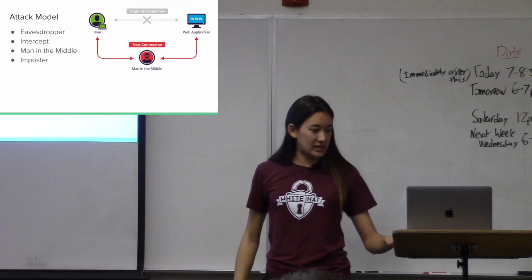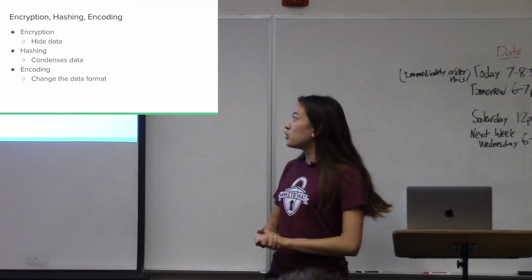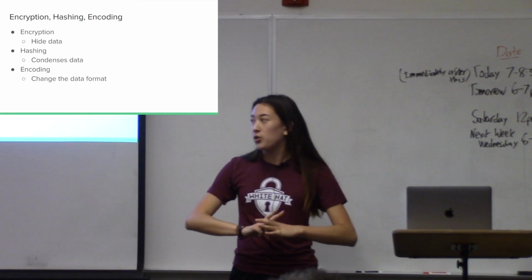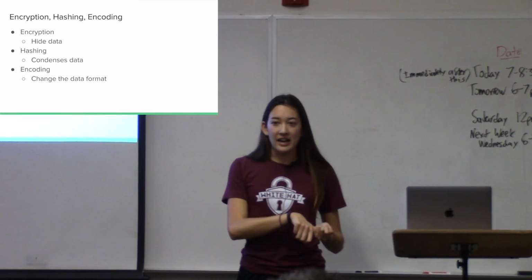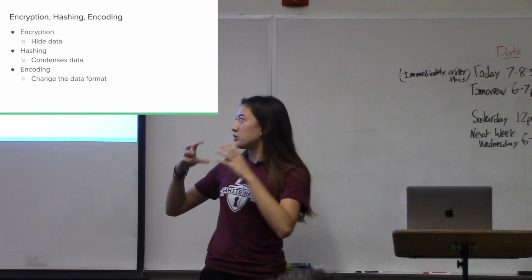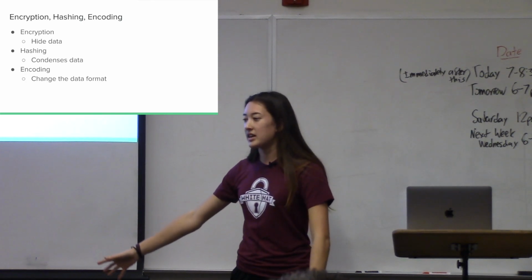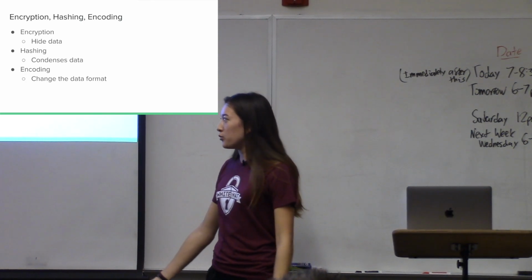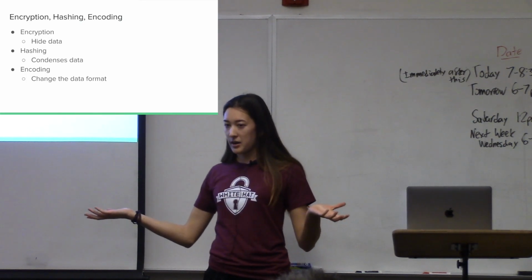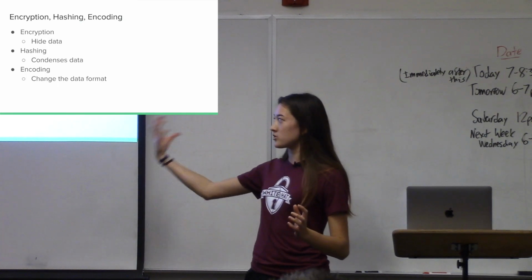Cool. So what is the difference between encryption, hashing, and encoding? Encryption is hiding data. This is when you have some key that you're using to encrypt this data, and you only want the people with either that key or the corresponding key to be able to decrypt that data. So you don't want someone to be able to just look in and read it.